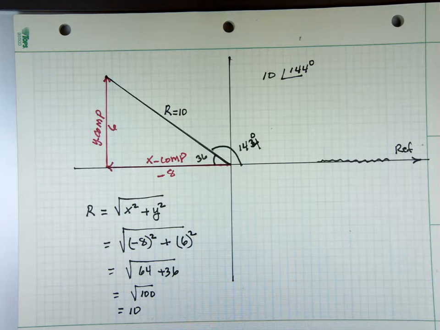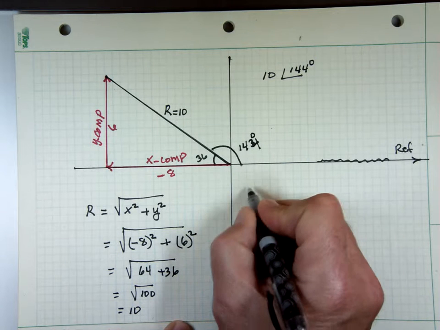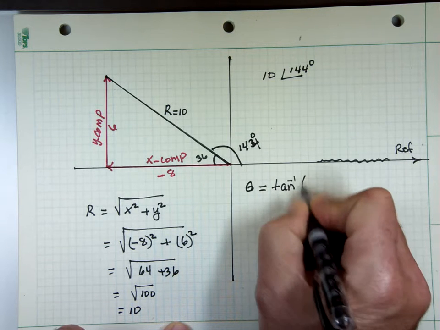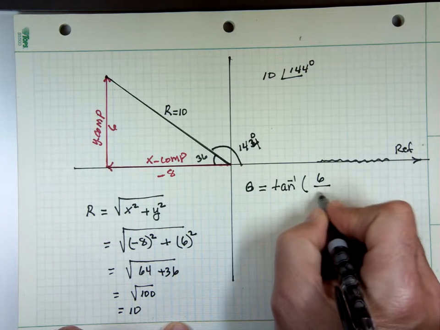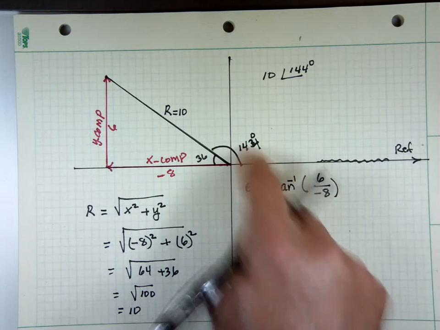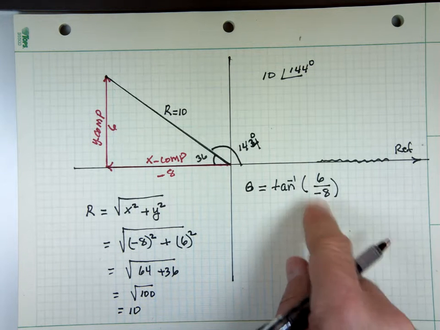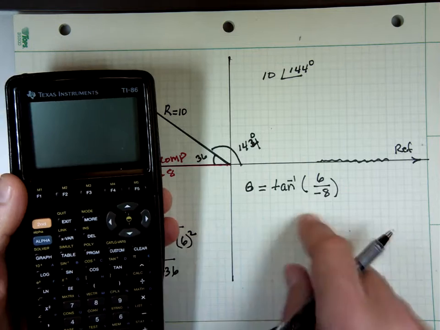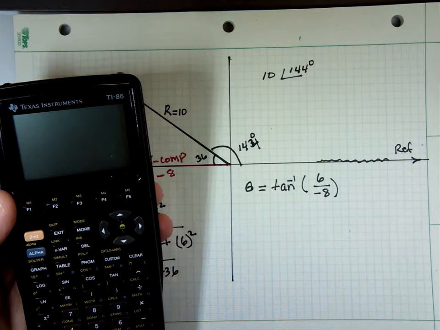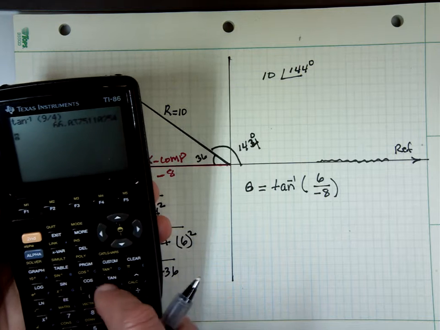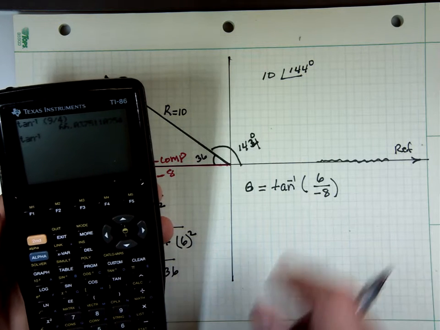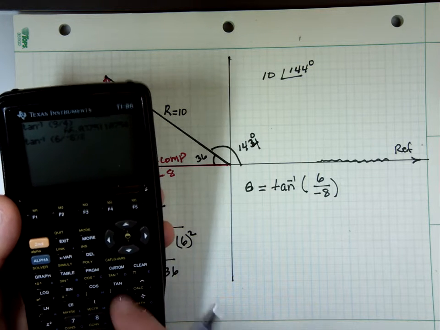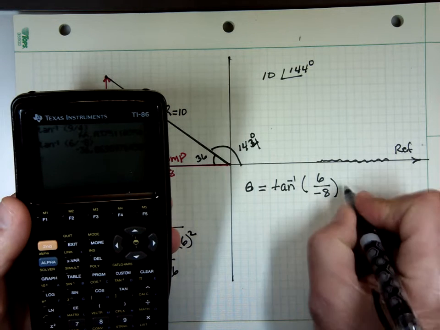But what about theta? Well, we say theta is the inverse tangent of the y value over x. The y is 6. X is negative 8. My answer should be 144. But if I put this on my calculator, watch what's going to happen. It's going to give me negative 36. Inverse tangent of parentheses 6 divided by negative 8. It says negative 36 or negative 37 degrees.